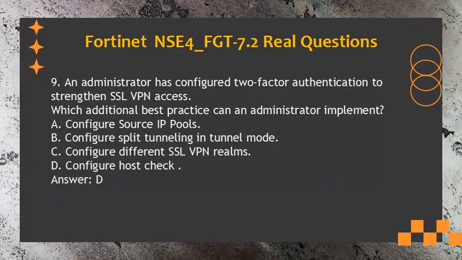9. An administrator has configured two-factor authentication to strengthen SSL VPN access. Which additional best practice can an administrator implement? A. Configure source IP pools. B. Configure split tunneling in tunnel mode. C. Configure different SSL VPN realms. D. Configure host check. Answer: D.